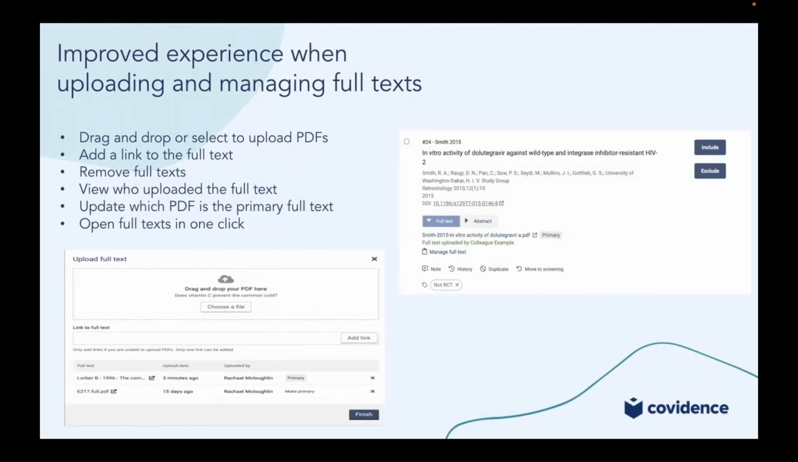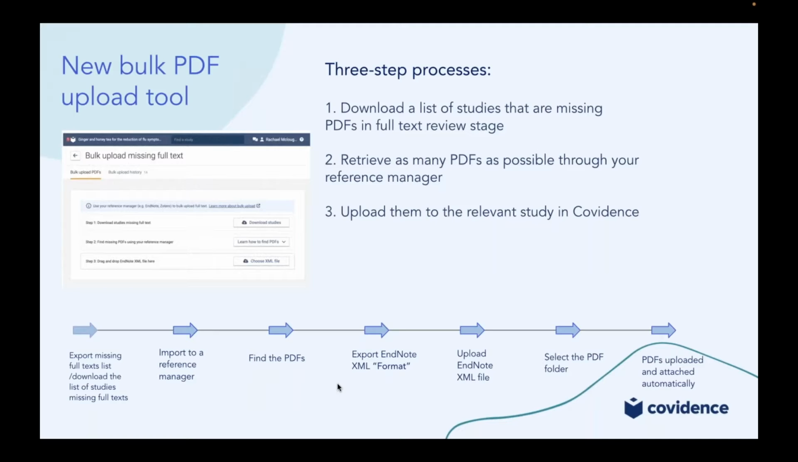You can now open your uploaded full text in one click. So to save you time when you're screening, once you've uploaded a full text, everyone on the reviewing team will be able to see the file name or the link on the screening list, and you just need to click once to open that. So I'll show you that in the demonstration as well.